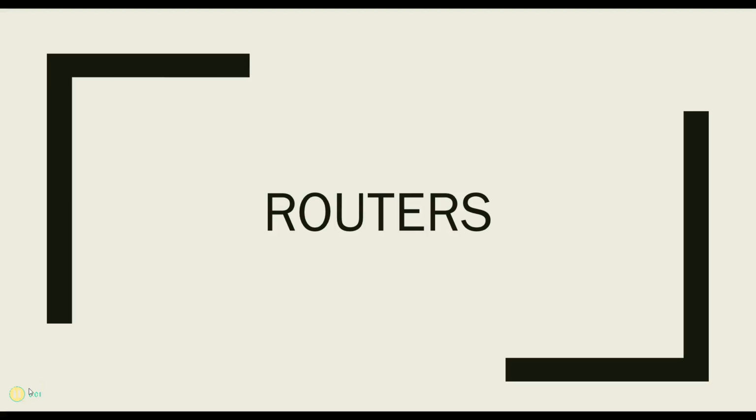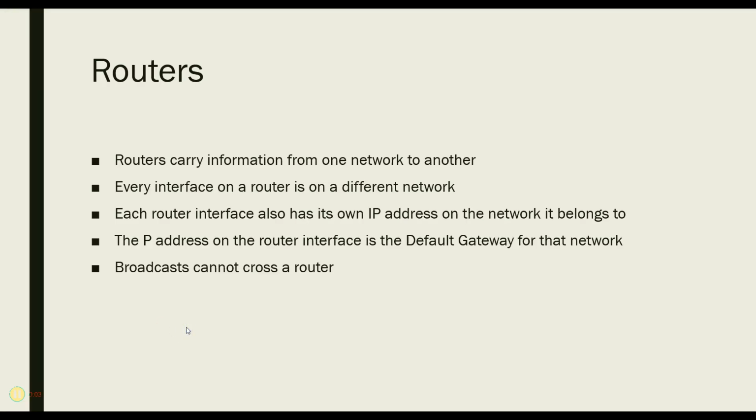Let's take a look now at routers. Routers carry information from one network to another network, so that every interface on a router is on a different network. Every router interface also has its own IP address on the network that it belongs to.